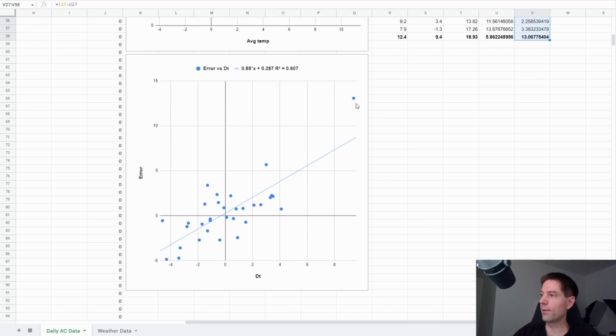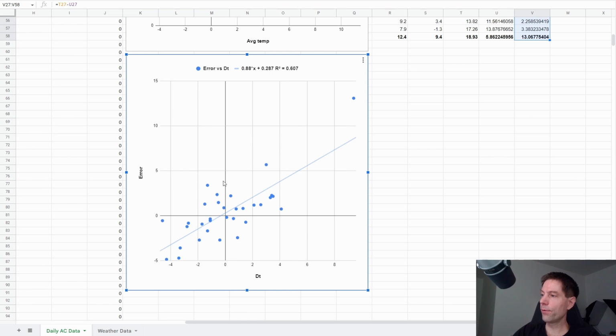So yeah, here we go. This is that guy. This is where we used way more energy than we expected. In fact, we used, let's see how much more than we expected. We used 13 kilowatt hours more than we would have expected to based on the temperature of that day. But the temperature difference was, oh sorry, my mistake. The temperature difference was 9.4 degrees and we used 13 kilowatt hours extra.